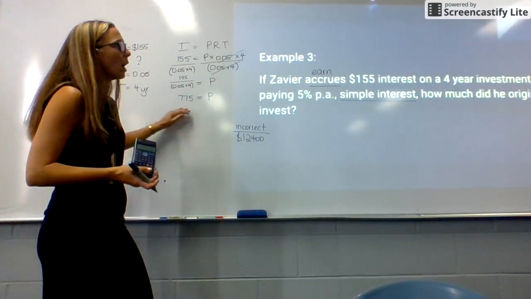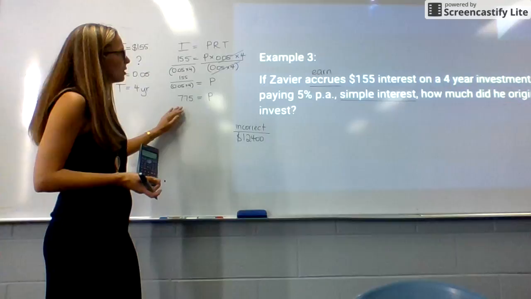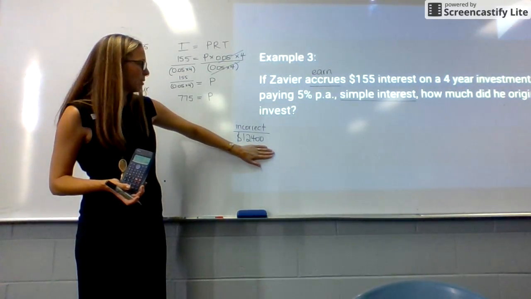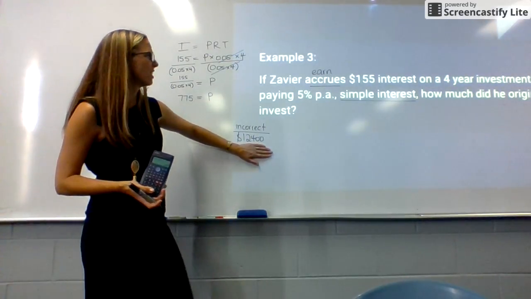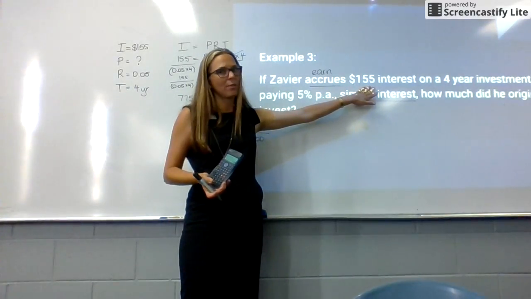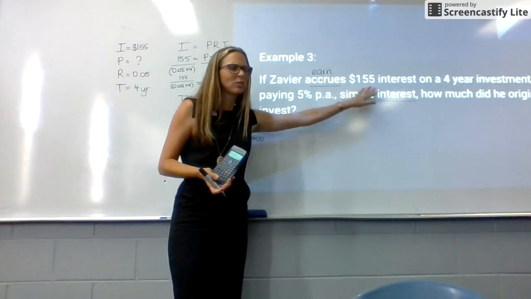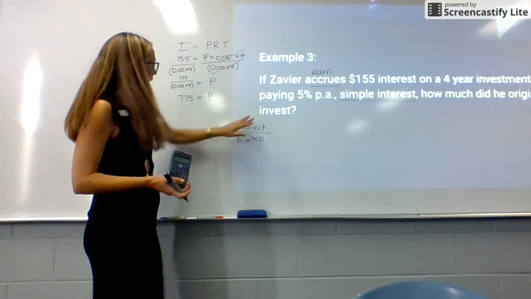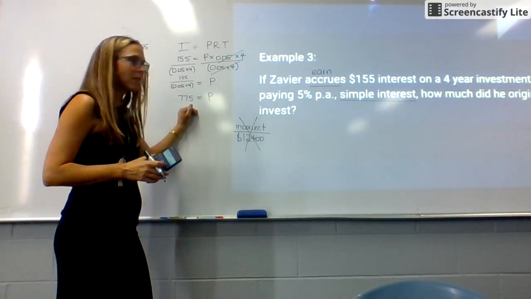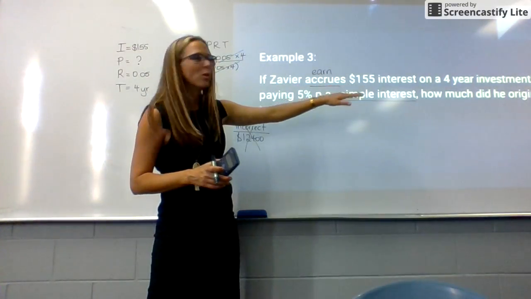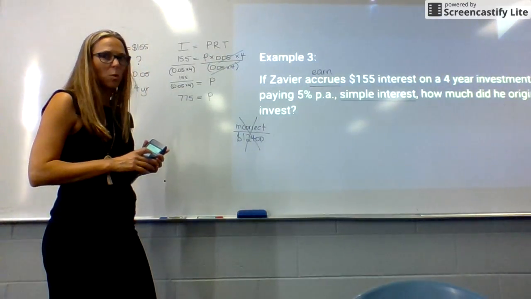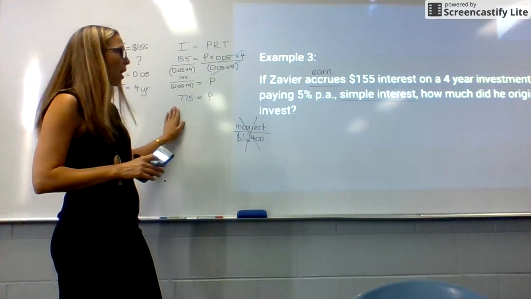When you get your answer, a good idea, if you're not sure, is just to see if it makes sense. Now, if we had an investment that was $12,400, after 4 years, I'd really hope that I'd earn more than $155. Okay, so that seems like too big a number. However, if I started with $775 and it was in there for 4 years, earning a modest amount, $155 seems quite reasonable. So that's how I know it's right.